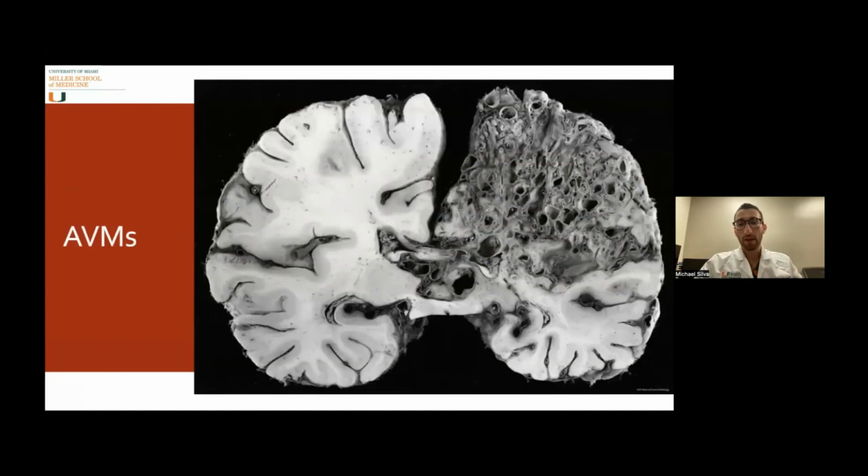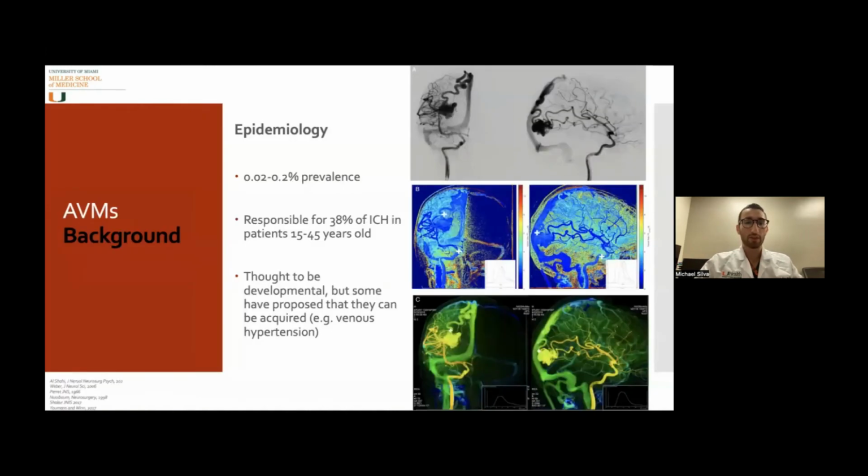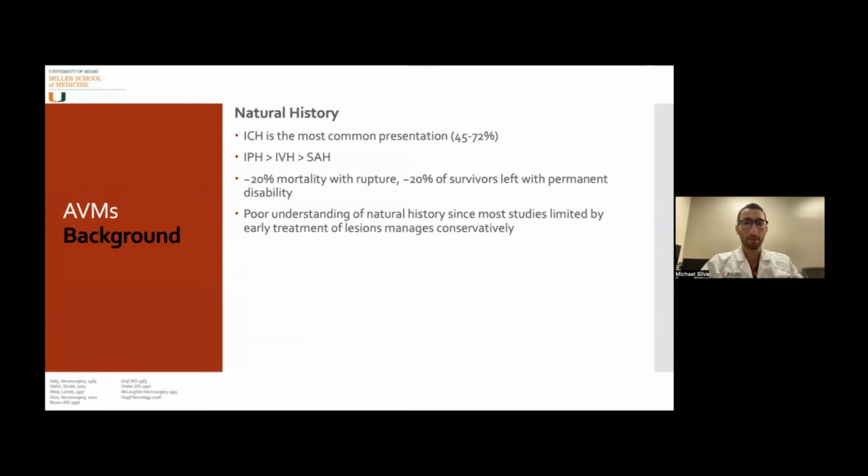So moving on to AVMs as the other major category of sources of hemorrhagic stroke, at least in the neurosurgery world. A bit of epidemiology: not the most common lesions, 0.02 to 0.2% prevalence. However, despite that low number, they're responsible for 38% of intracerebral hemorrhage in the young population, ages 15 to 45. It's thought that they are developmental. However, some groups have proposed that they can be acquired, for instance, through venous hypertension. But for the most part, they're thought to be developmental.